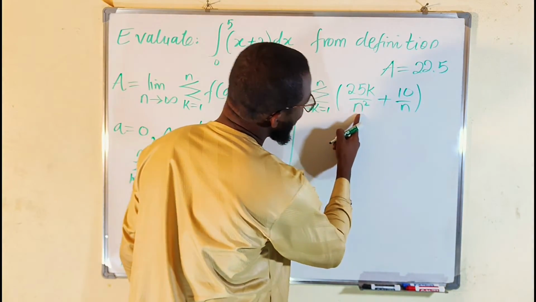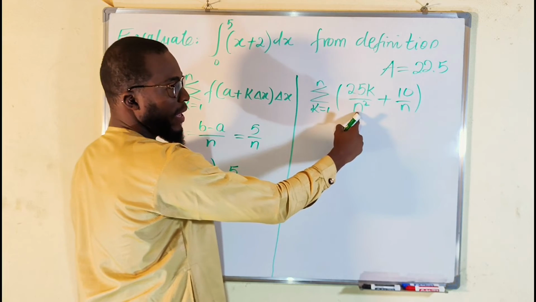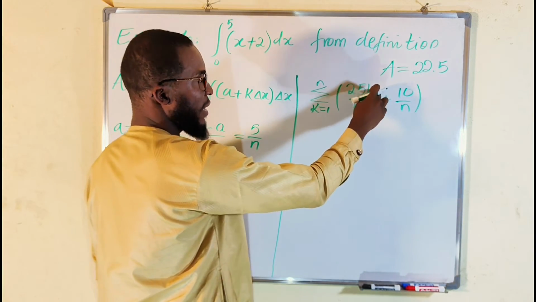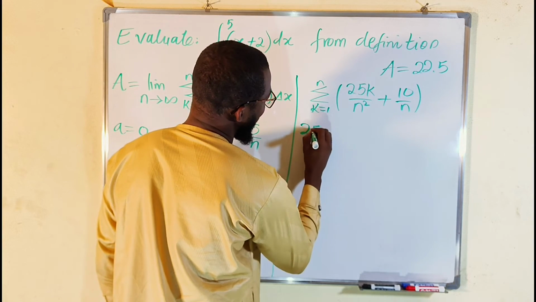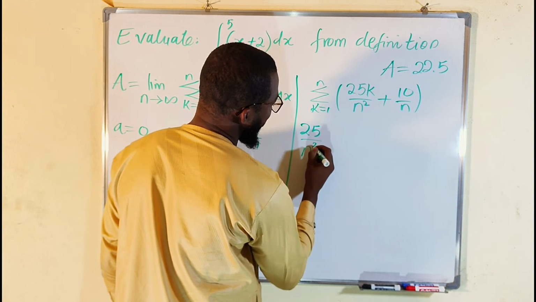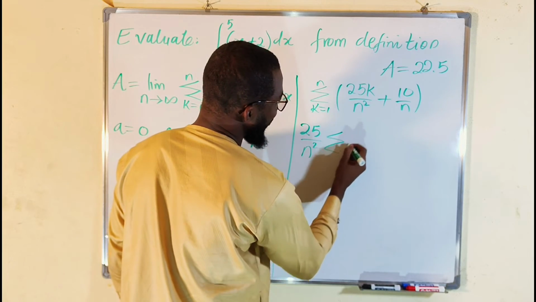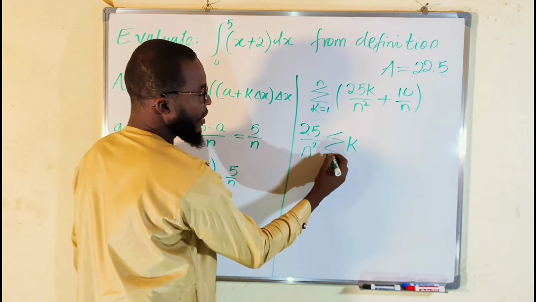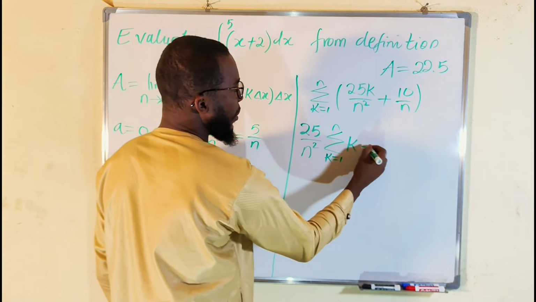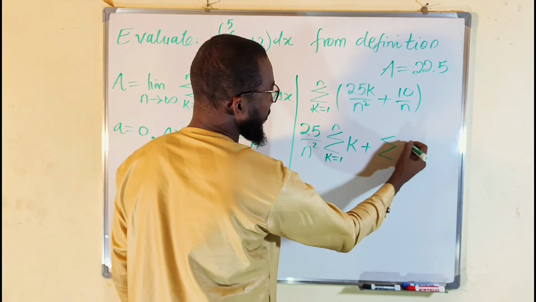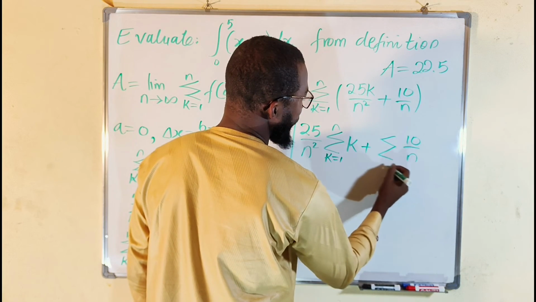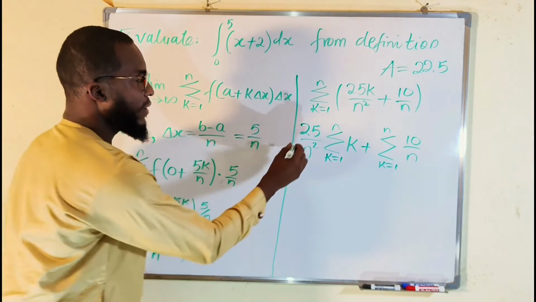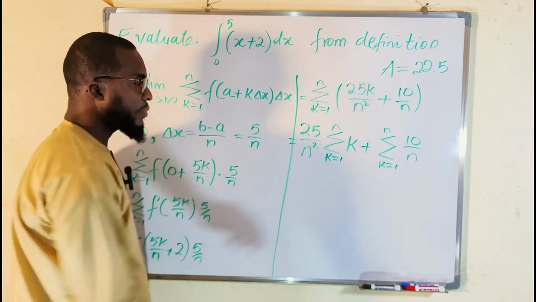So we can factor out 25 over n squared here, because we consider 25 and n squared as constant. We are only considering k here. So we have 25 over n squared multiplied by the summation of just k. I have factored out 25 over n squared, k from 1 up to n, plus the summation of our constant 10 over n, from 1 up to n. So let us evaluate these two separately.